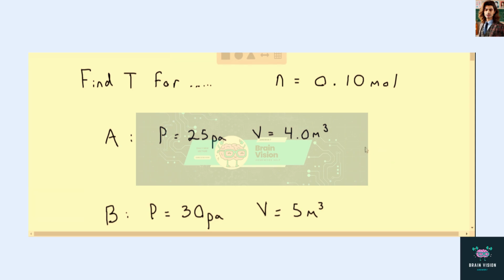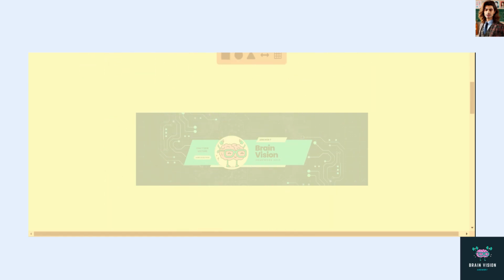So the first thing we're going to have to do is get our equation in order here. So if we recall the ideal gas law, PV equals nRT. If we want to solve for the temperature, we'll have to divide both sides of this equation by nR. And we'll just have T is equal to P times V over nR.